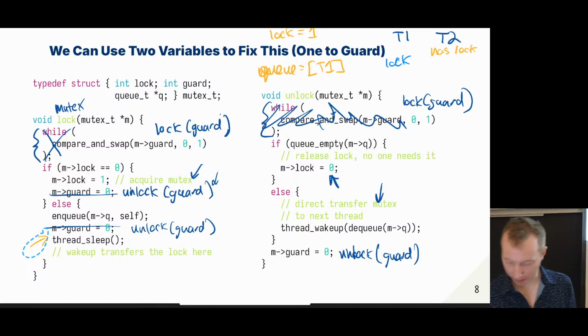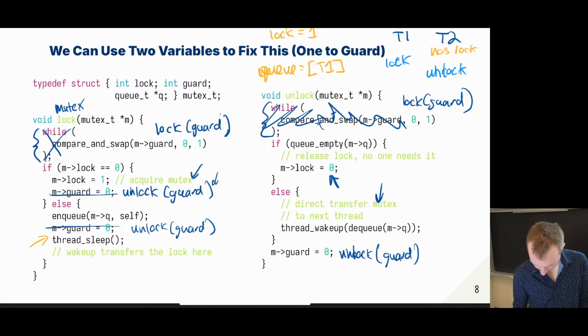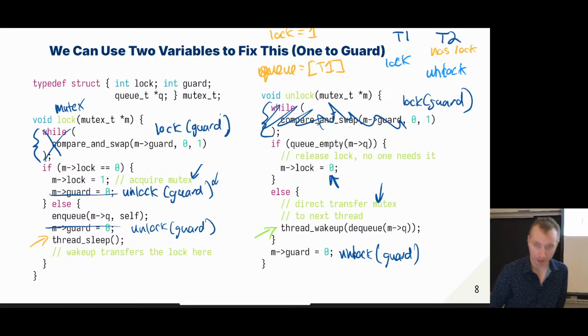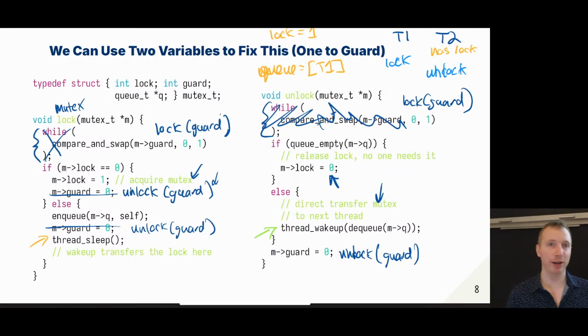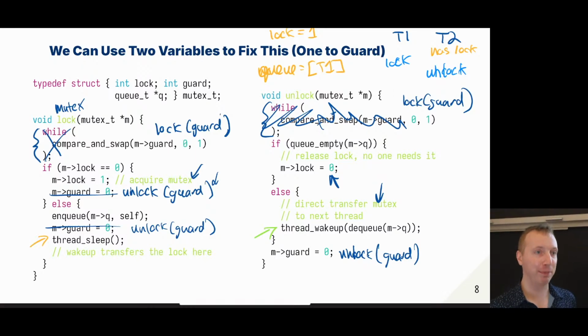And then, let's say thread 2 calls unlock now. It would be able to grab the guard lock. Then it would check the queue. The queue is not empty, so it would go here, and then it would try and wake up a thread. It would try and wake up thread 1, but thread 1 is not asleep. Shit.